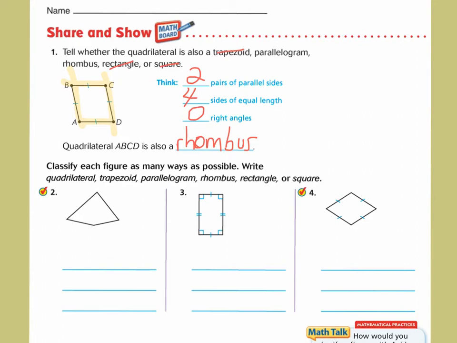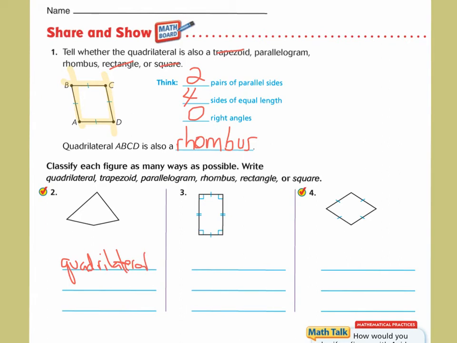Let's look at number 2. We're going to continue classifying them and write as many as we can. So number 2 looks a little funky. I don't have any right angles, so again, square and rectangle are gone. I don't have any parallel lines, so trapezoid, parallelogram, and rhombus are all gone. So really, number 2 is just a quadrilateral.